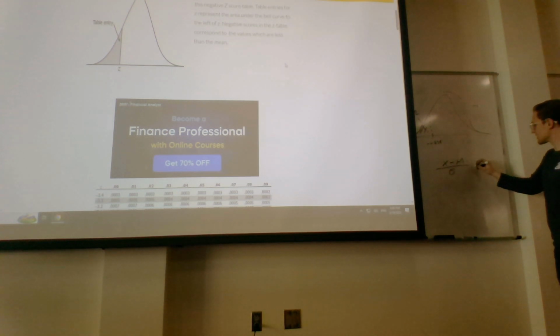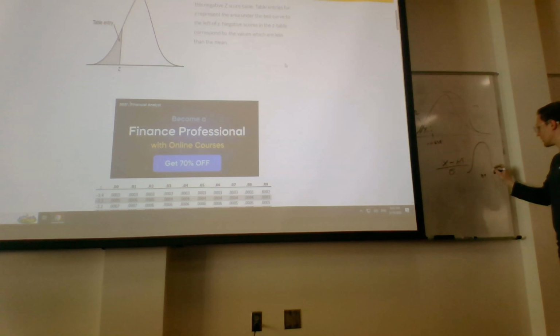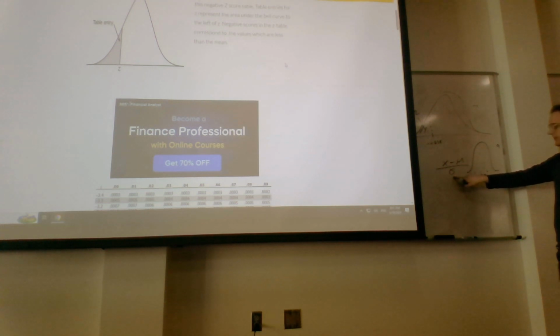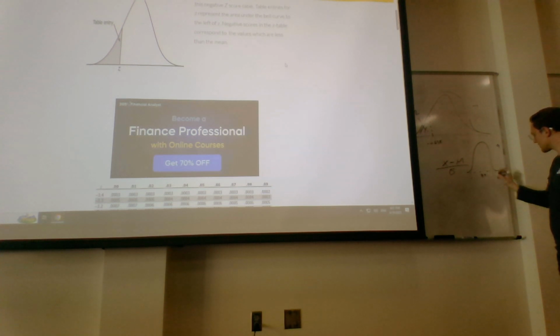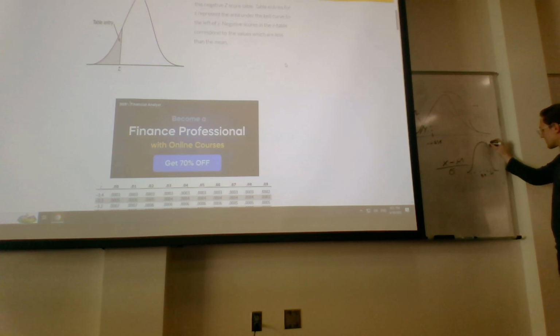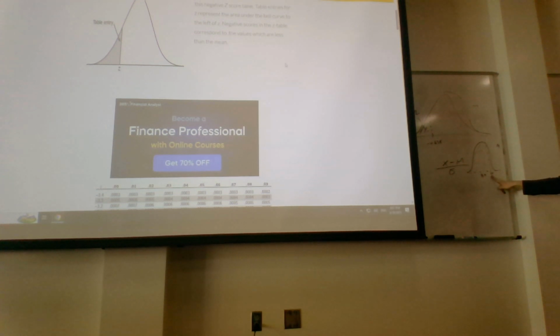So let's say I had some normal distribution, the mean was 34, the variance was 9, and I was interested in finding the probability that x is less than 37. Wait, over variance or standard deviation? Variance is 9. This is the standard deviation. Okay. So I have a normal distribution, my mean is 34. I want to find the probability x is less than 37.